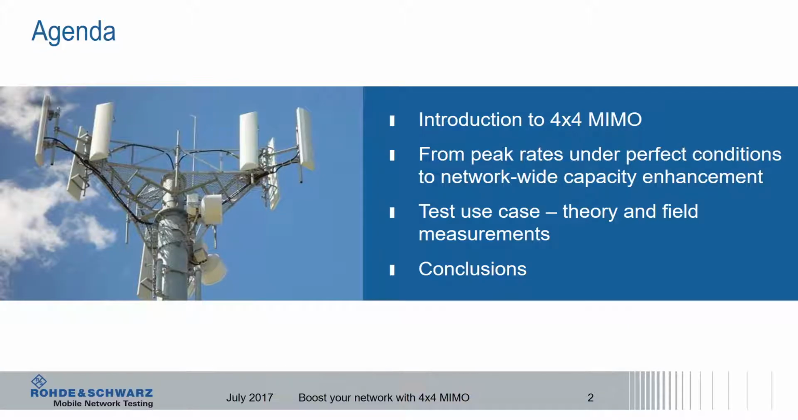Let's have a look at the structure of this webinar. I will shortly introduce 4x4 MIMO, a little bit of theory. Then the second point, from peak data rates under perfect conditions to network-wide capacity enhancements. Peak data rates are always good for marketing, for attracting end users. What counts for operators is network capacity, and this is the capacity all over the whole network. Services and applications should work in the whole network with good performance and not only in parts of the cells.